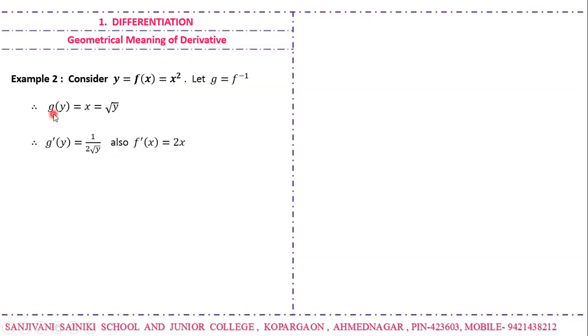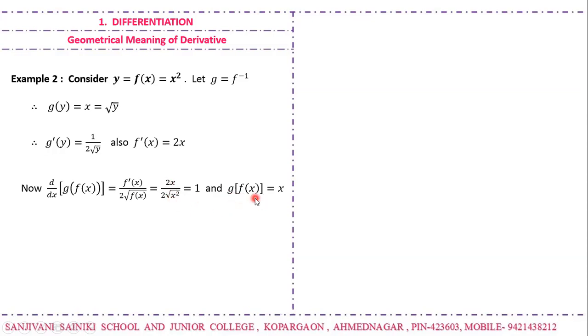So what is the derivative of g of y? Root x has derivative 1 upon 2 root x, so root y has derivative 1 upon 2 root y. And f dash of x, the derivative of f of x, is 2x. So d by dx of g of f of x is given by g dash of f of x times f dash of x, that is 2x upon 2 root f of x, so 2x upon 2 root x square. So 2 gets cancelled. Root of x square means x. So x also gets cancelled, and you get 1.